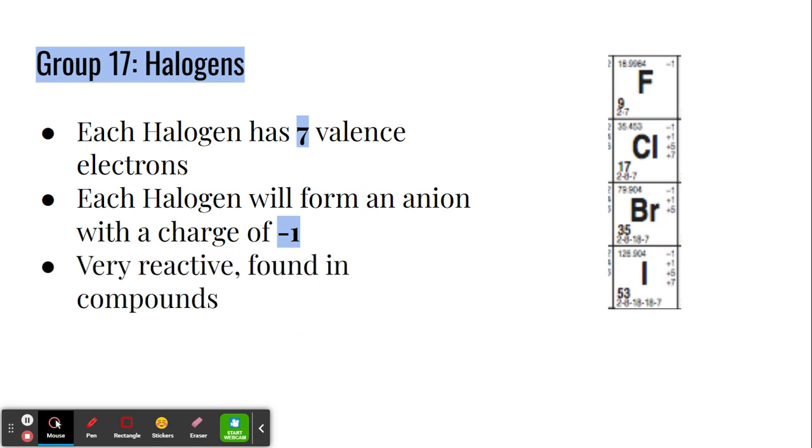Halogens, like alkali metals, are very reactive, as it is very common for halogens to bond to alkali metals in a 1-to-1 ratio. Think of NaCl or KBr as examples.